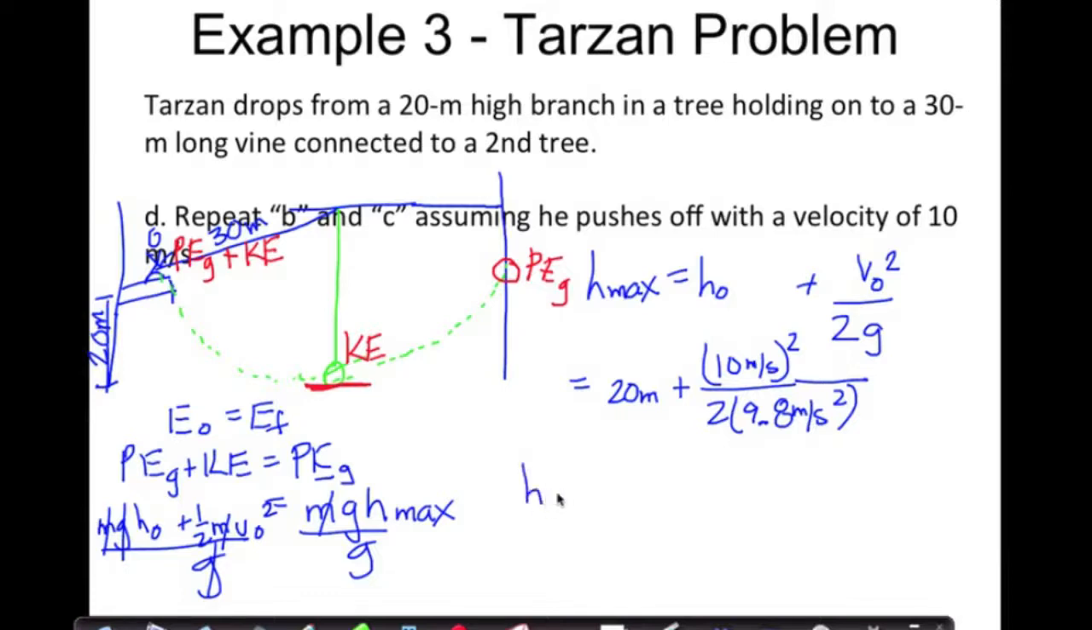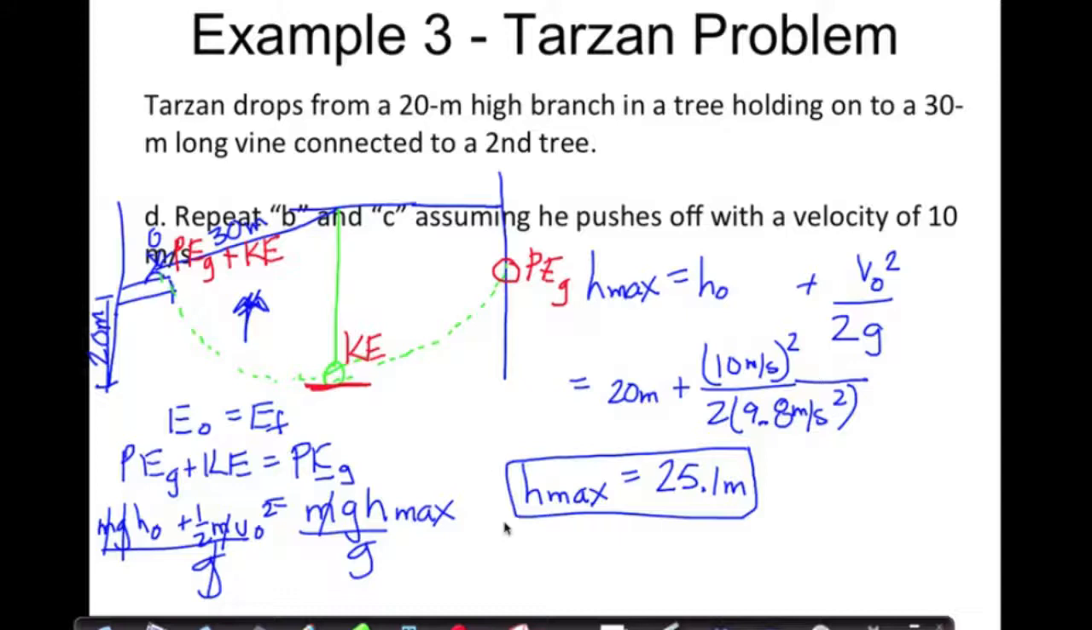When you solve for h max, you should get 25.1 meters. And this makes sense. Last time he only went to a max height of 20 meters, but this time he's able to go higher than his initial height because he had kinetic energy in addition to gravitational potential energy.